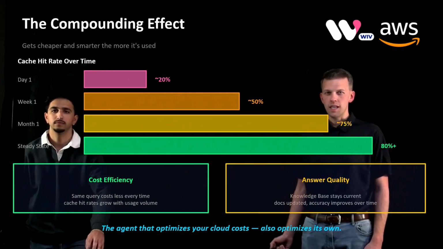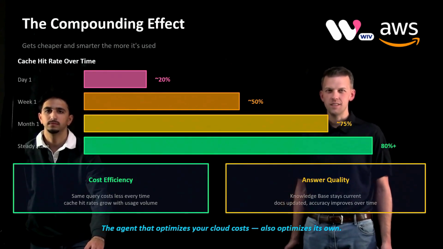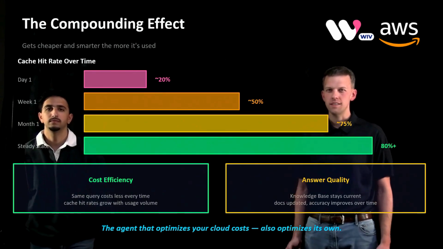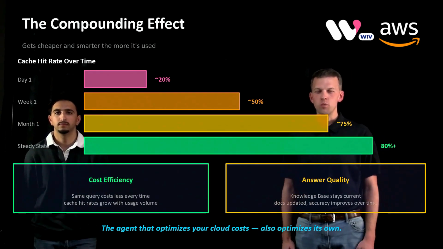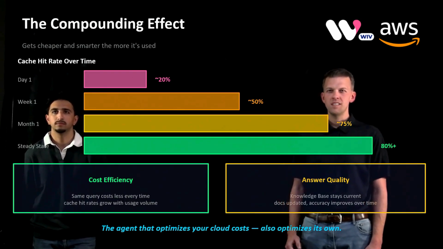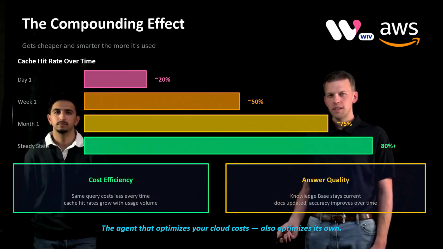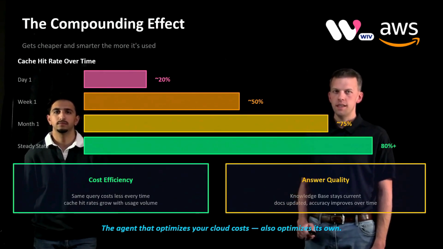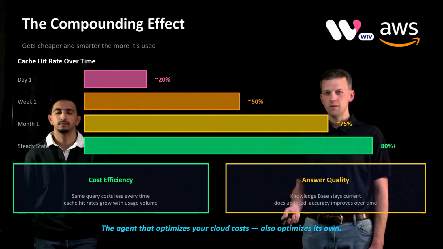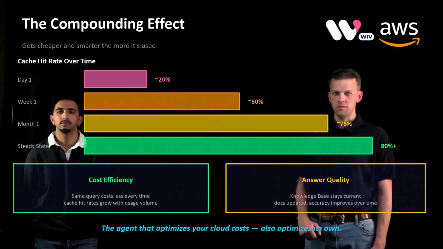And we're adding more documentation. We're updating existing content. We're refining our FinOps guidance. RAG responses become more accurate over time with that. As a result, the system is getting cheaper and smarter simultaneously. So the agent optimizing your cloud costs is also optimizing its own.